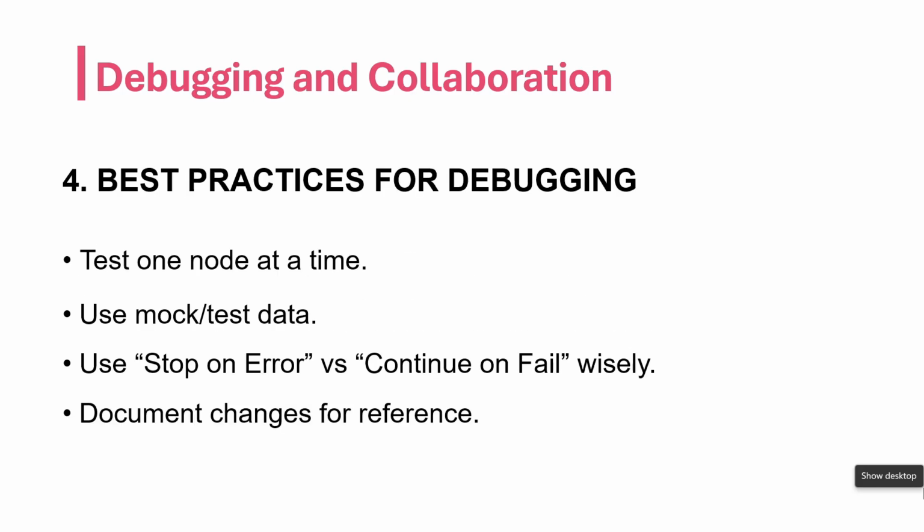And here finally we will see some best practices to keep your debugging process smooth. Always execute one node at a time while building, so issues are easy to isolate. Secondly, use test or mock data to prevent affecting real systems. Thirdly, decide when to stop on error or continue on fail depending on your workflow's importance. And lastly, note your fixes and changes. This makes future debugging much faster. Debugging isn't about errors, it's about learning how your automation behaves.